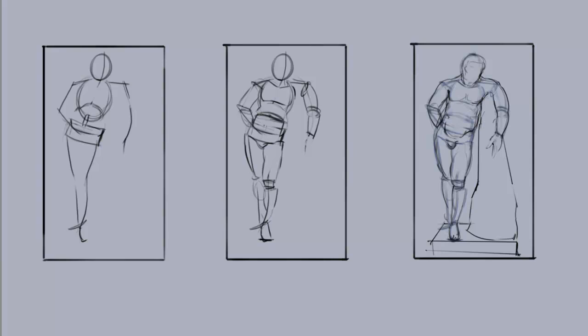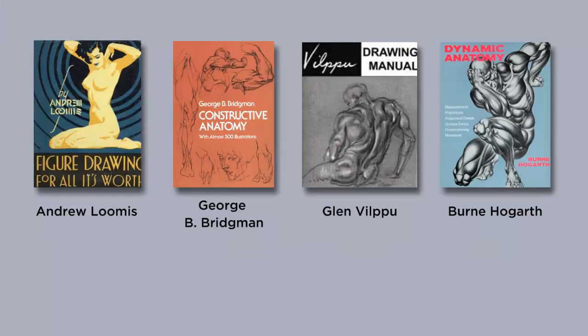Anatomy is a subject that I'm going to address in ControlPaint.com, but there are other educators that have already done a much better job explaining it. So I'd encourage you to go buy some books from any of the following authors: Andrew Loomis, George B. Bridgman, Glenn Vilppu, and Burne Hogarth. These guys really get constructive anatomy, and you'll learn tons by reading any of their books.